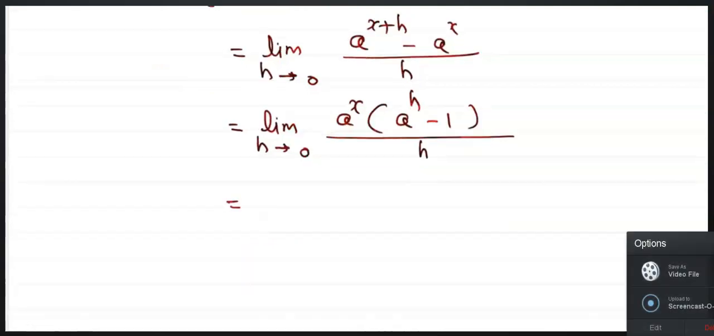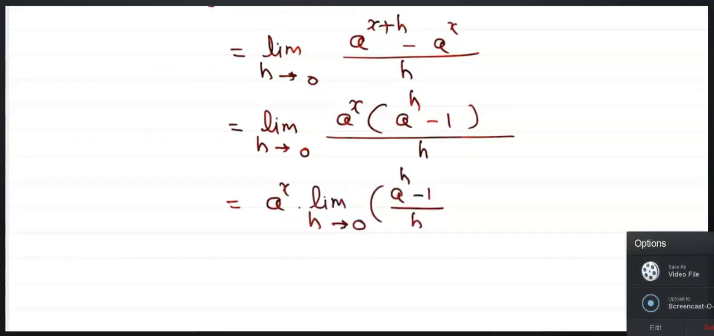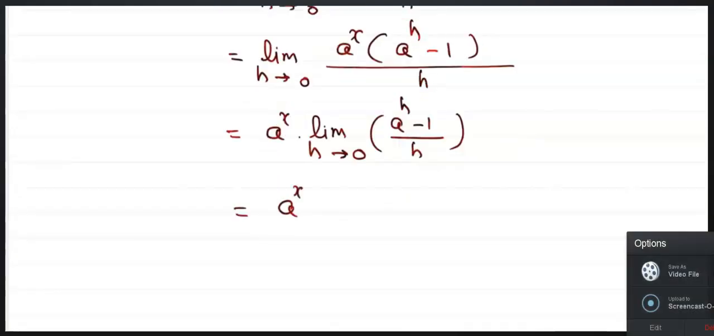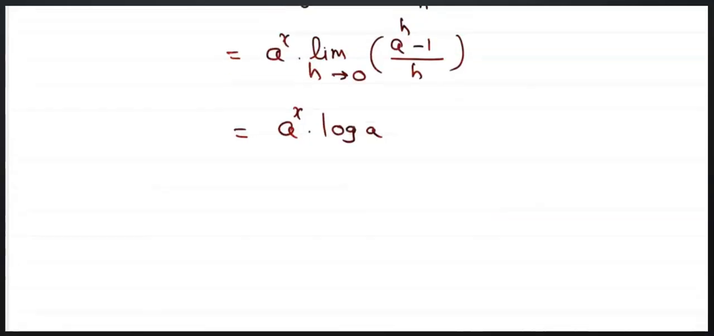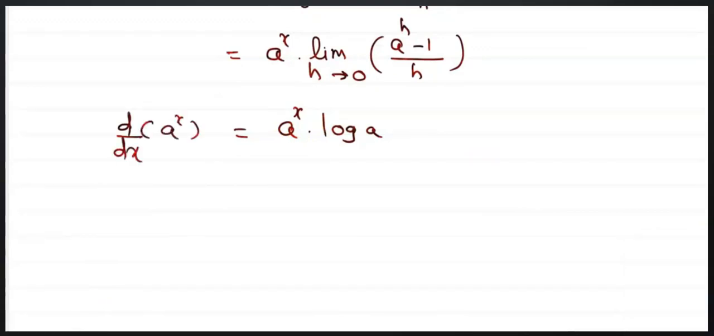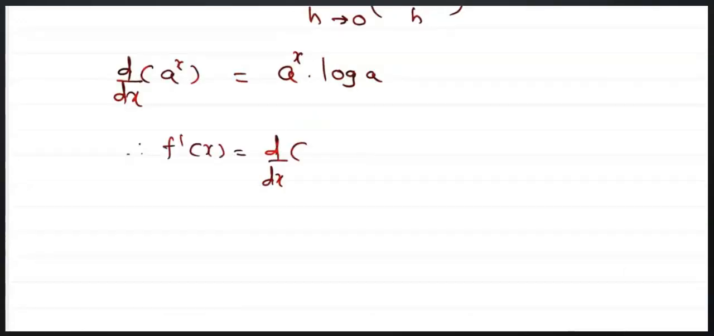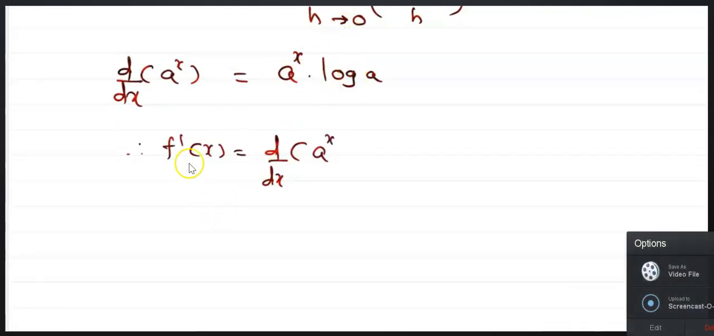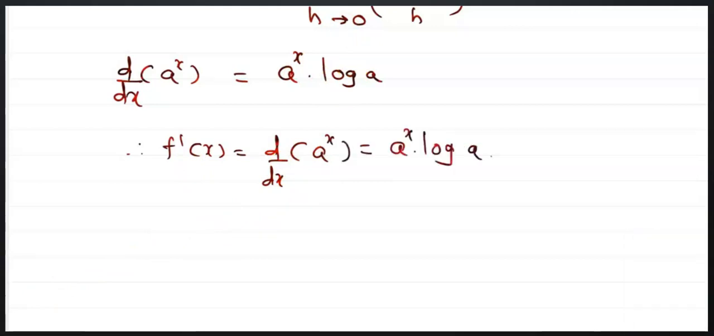upon h. Now again this can be written as a raised to x, limit h tends to 0, a raised to h minus 1 upon h. Therefore, a raised to x. And what about the limit of this? The limit as h tends to 0 of a raised to h minus 1 upon h. This limit is nothing but the log of a that we have learned in the chapter limit. This is the log of a, and hence the derivative of a raised to x is a raised to x into log of a. Therefore, f dash of x is equal to d/dx of a raised to x is equal to a raised to x into log of a.